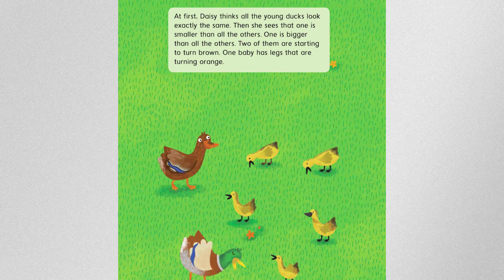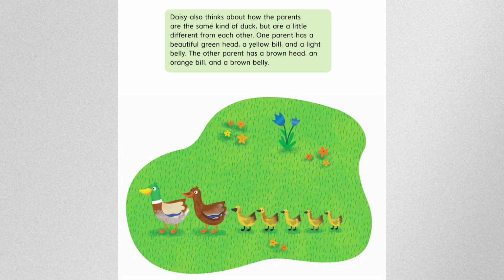At first, Daisy thinks all the young ducks look exactly the same. Then she sees that one is smaller than the others. One is bigger than the others. Two of them are starting to turn brown. One baby has legs that are turning orange. Daisy also thinks about how the parents are the same kind of duck, but they are a little different from each other. One parent has a beautiful green head, a yellow bill, and a light belly. The other parent has a brown head, an orange bill, and a brown belly.